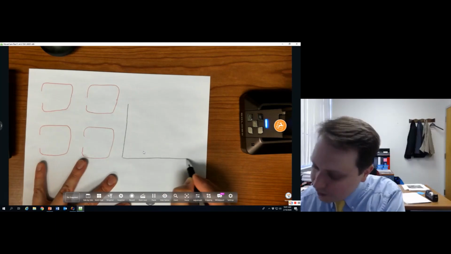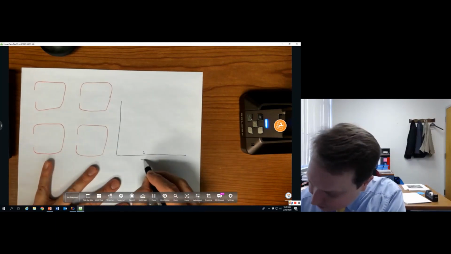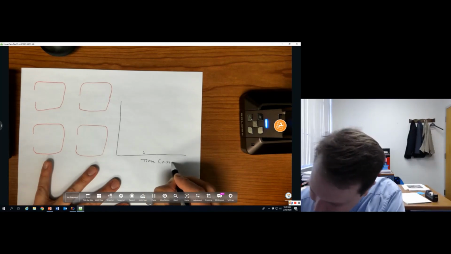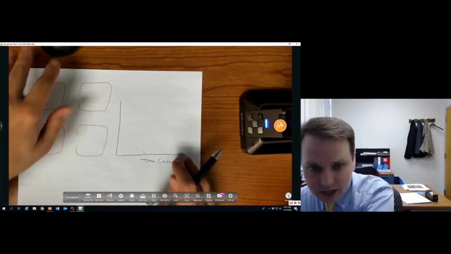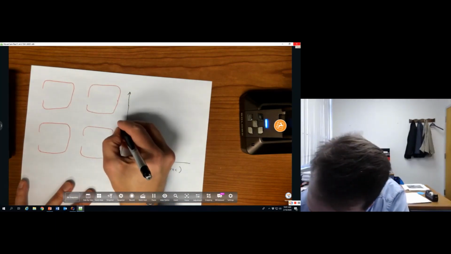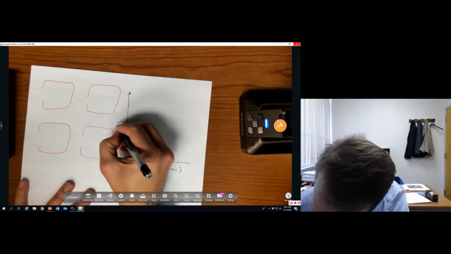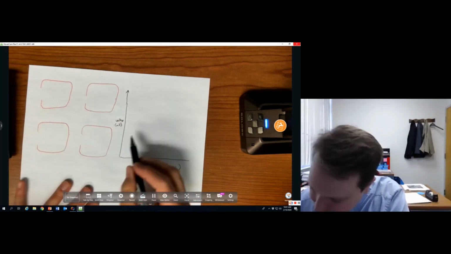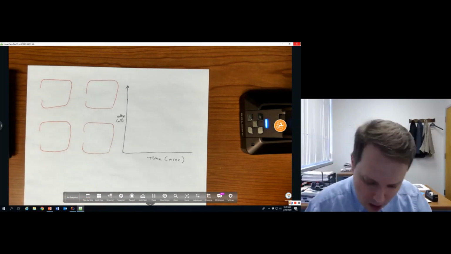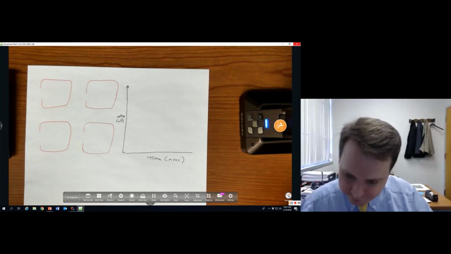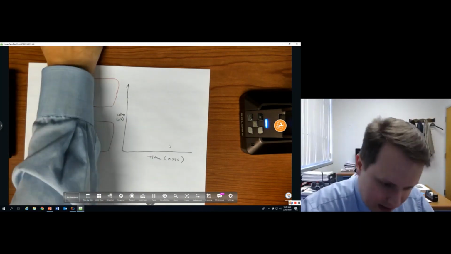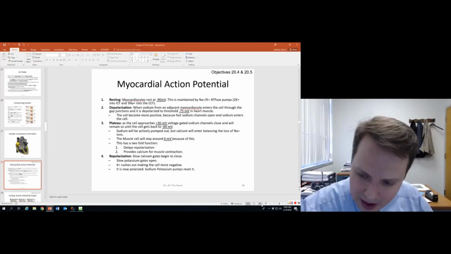And there's going to be a lot of drugs. Now this will be our time, and it's measured in milliseconds. And then this up here will be our voltage, measured in millivolts. Okay. There will be some values we're going to memorize. So what we want to do is walk through a little how this works. And let's go to our notes here. I'm going to go back and forth with this.